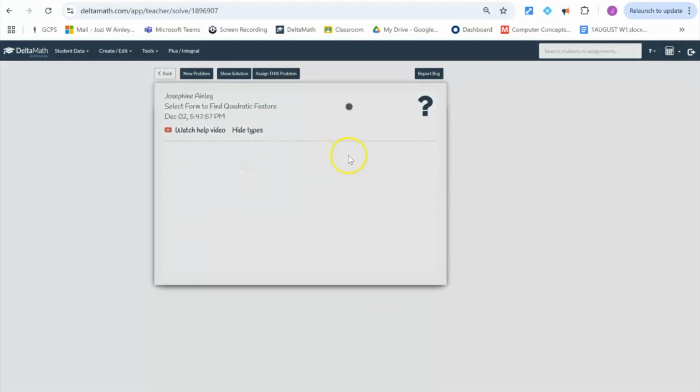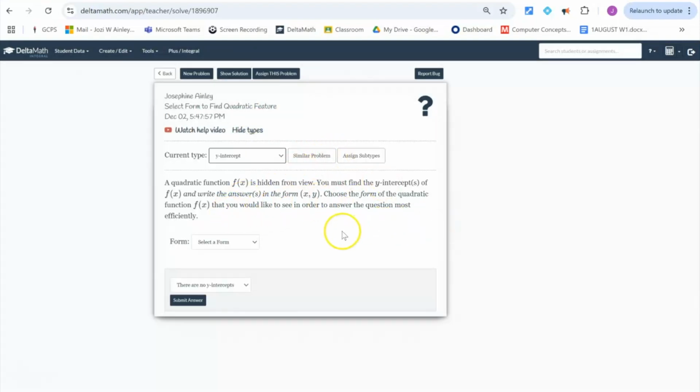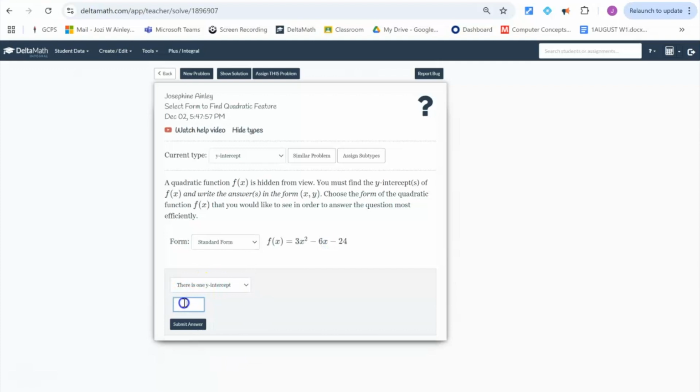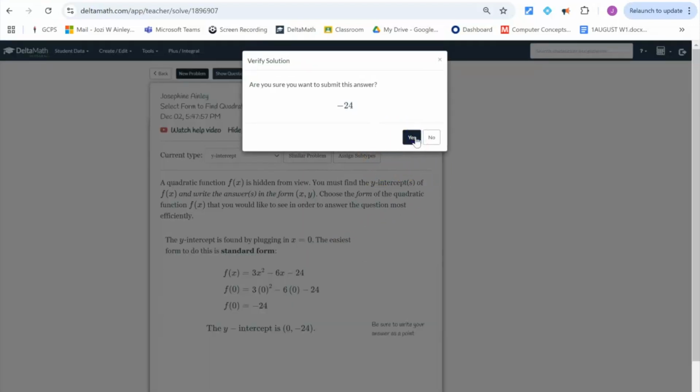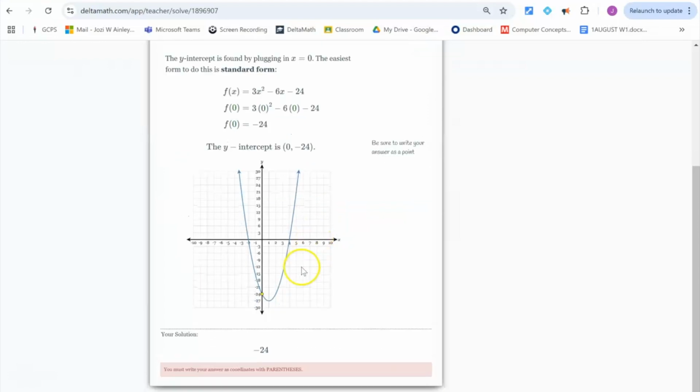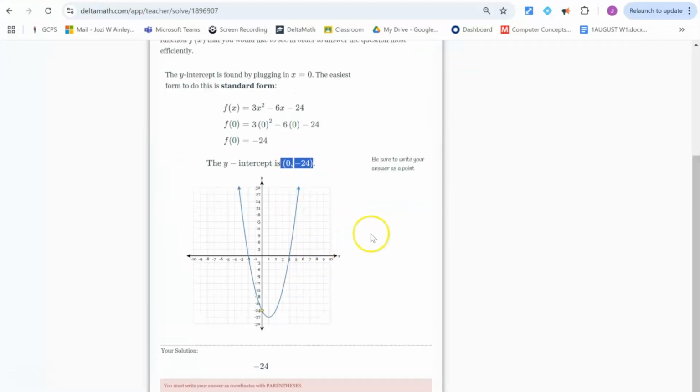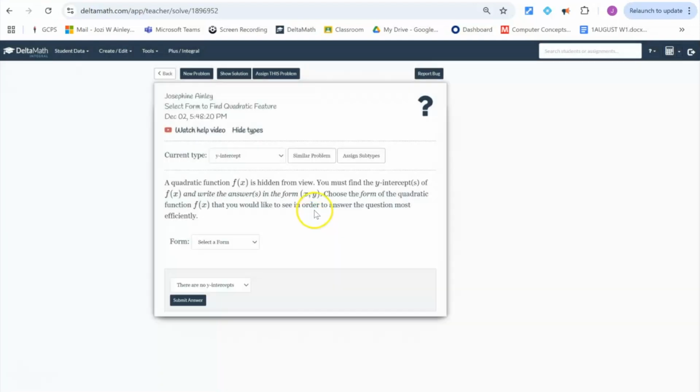So let's do a y-intercept one. All right, if I want the y-intercept, go look at your notes. Which form do you want? I want standard form. Why? Because that number at the end is going to tell me that there is one y-intercept and it is -24. I'm not sure if this wants me to write it as a coordinate. Let's see. It does want me to write it as a coordinate, so please write it as a coordinate when you're doing your Delta Math. So (0, -24).